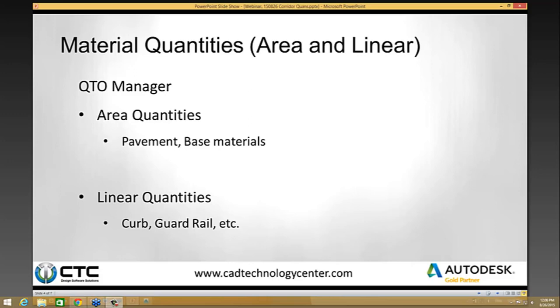And the area quantities we might pull out are things like pavement or base materials if we want to quantify them by area instead of volume. And we'd also pull out things like linear quantities. This could be curb or guardrail or anything with a linear quantification.